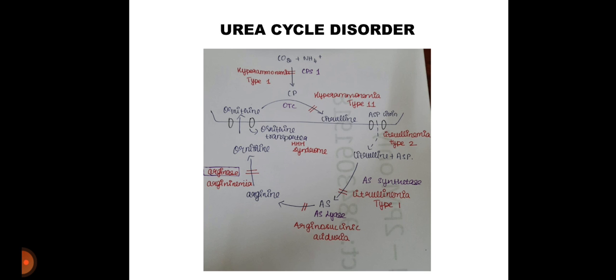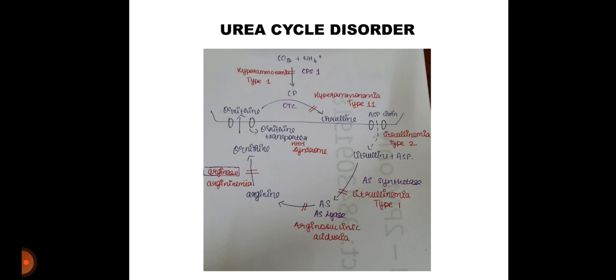Arginosuccinate is converted to arginine in the presence of arginosuccinate lyase. If that enzyme is defective, it causes arginosuccinic aciduria. And coming on to arginine, arginine is converted to ornithine. The enzyme used over here is arginase. If that enzyme is defective, it causes arginemia.